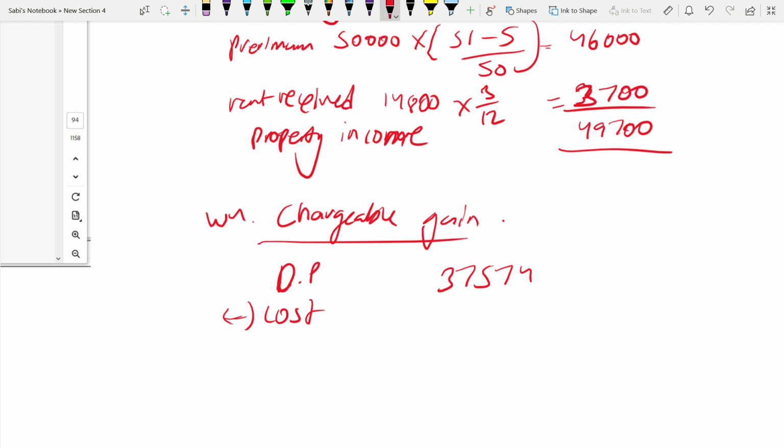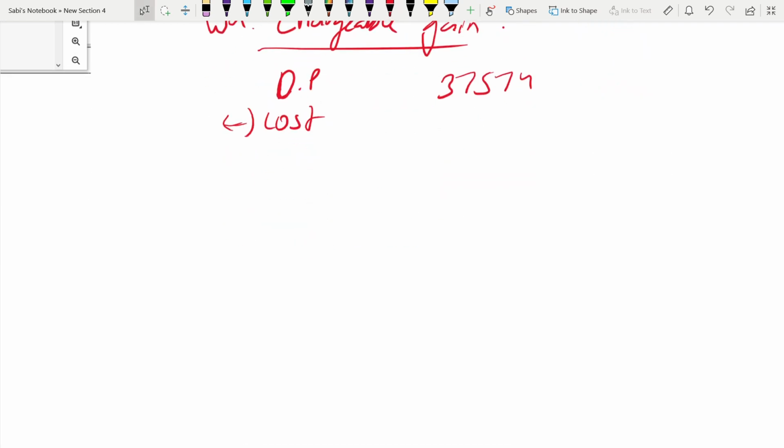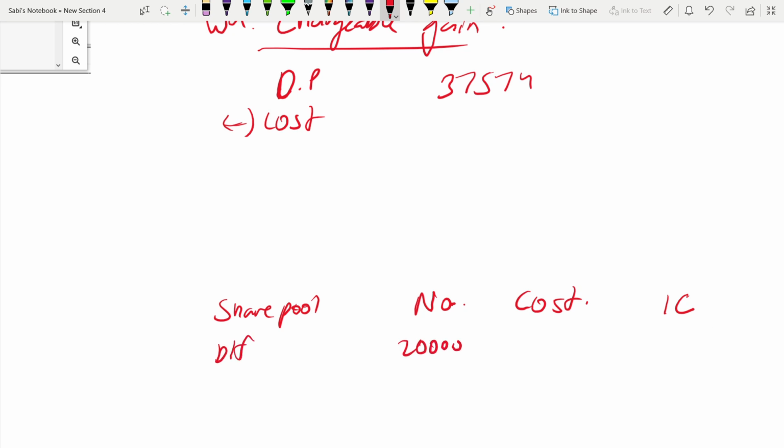You need the share pool. Whenever a share pool is there, draw the number column, cost column and index cost column. Okay, brought forward balance. They told there were 20,000. They have given the cost 23,250 and the index cost 23,490. This cost was given in the question. How much did they dispose? 10,000.